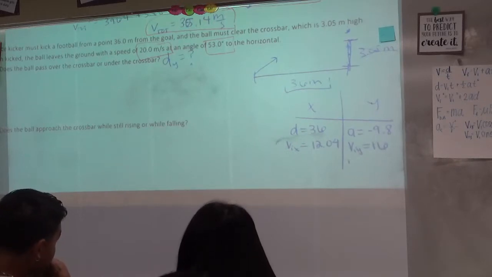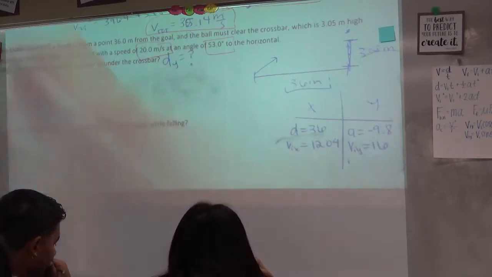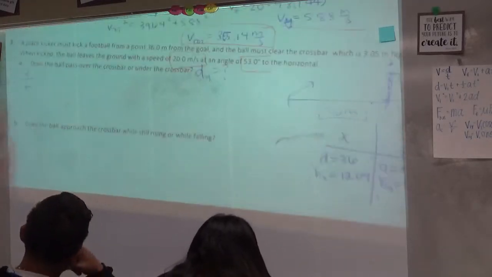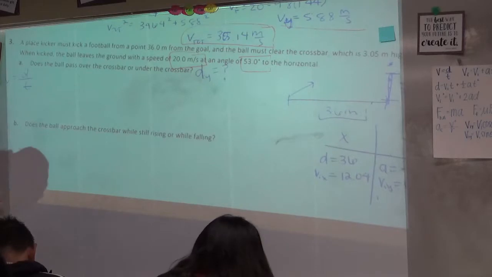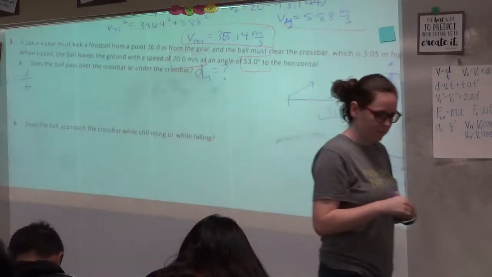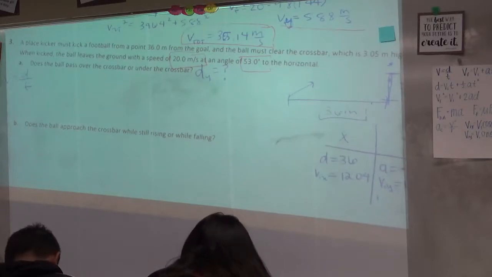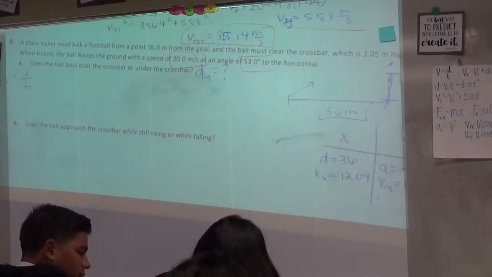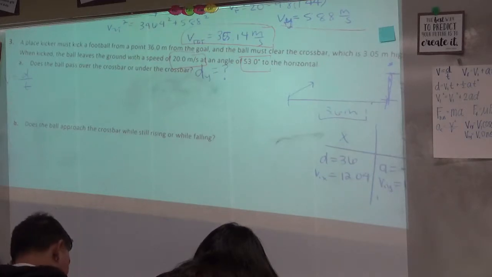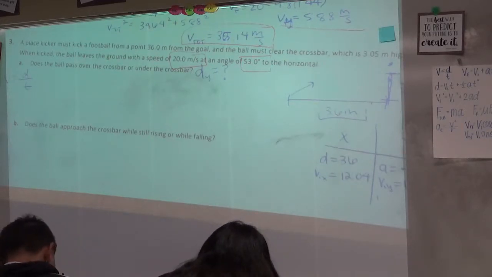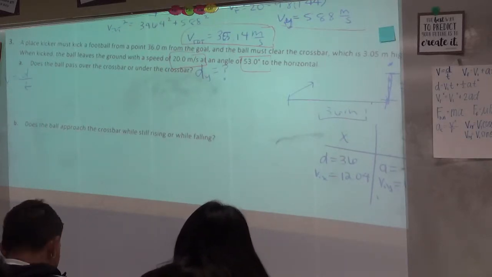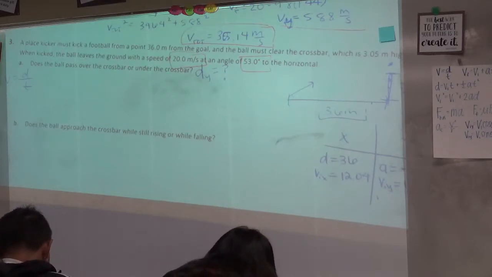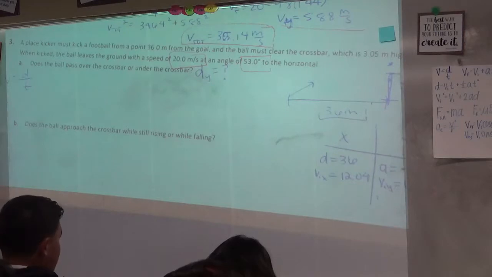Time, yeah. You almost always have to find time first before you can find your distances, so what could I use to find time? The x, good. You can use v equals d over t to find the time, and then once you have that, plug in and find your height. So you should be plugging into the v equals d over t to find your time right now.